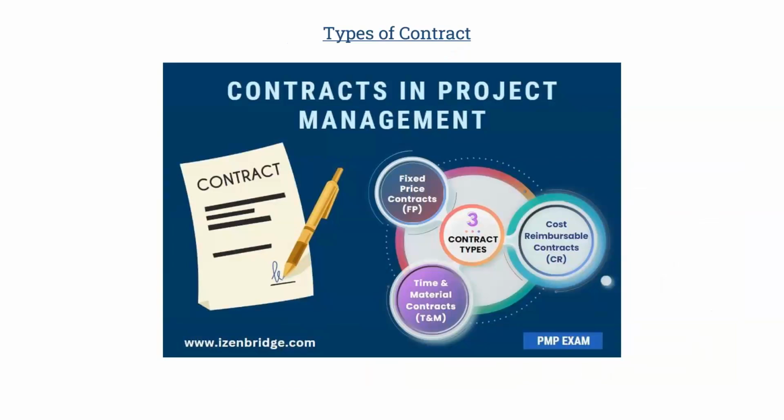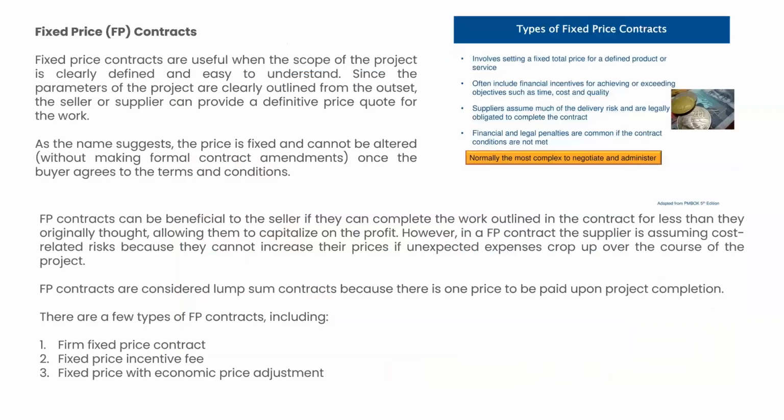So there are three types of contracts: fixed price contracts, time and material contracts, then cost reimbursable contracts. Let's see them one by one. First, FP, fixed price contracts.